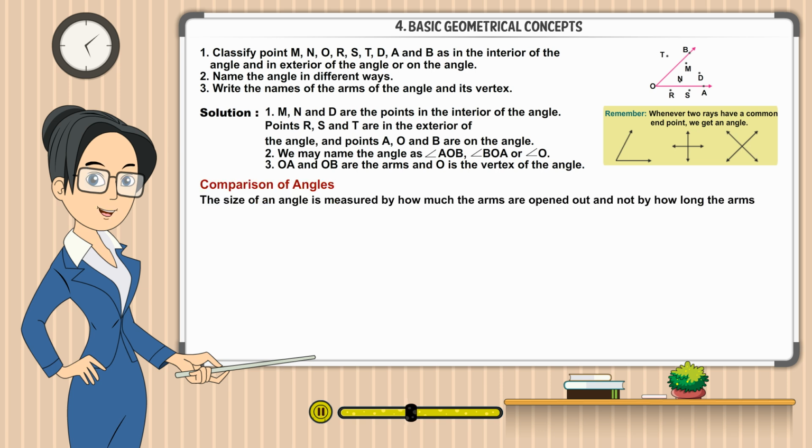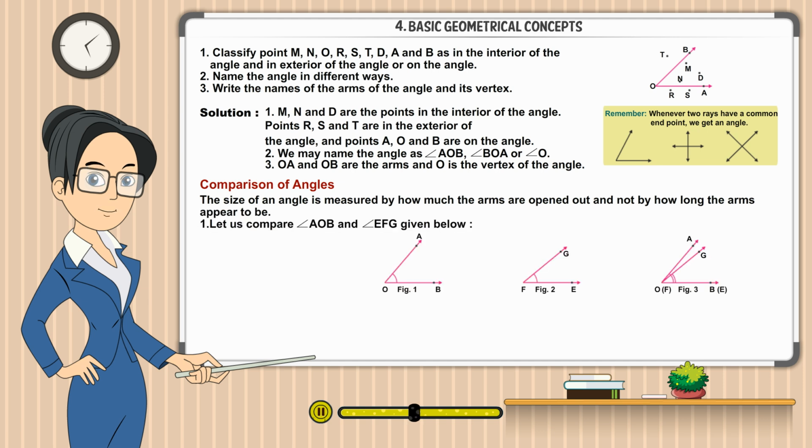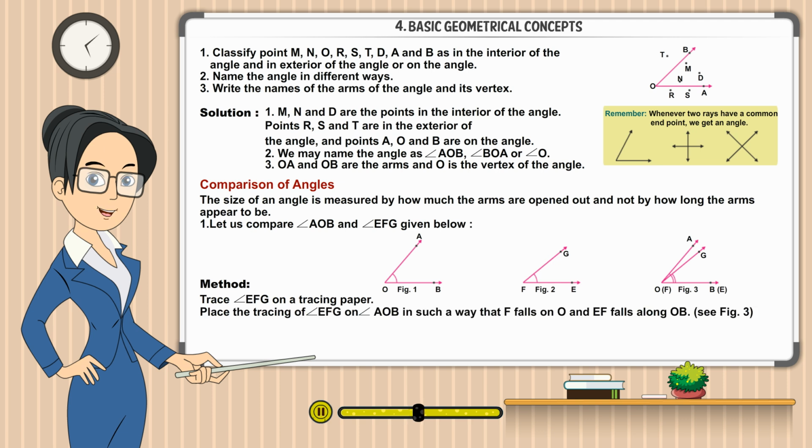Comparison of angles. The size of an angle is measured by how much the arms are opened out and not by how long the arms appear to be. Let us compare angle AOB and angle EFG given below. Method. Trace angle EFG on a tracing paper. Place the tracing of angle EFG on angle AOB in such a way that F falls on O and EF falls along OB. We observe that G lies in the interior of angle AOB. So, angle EFG is less than angle AOB.